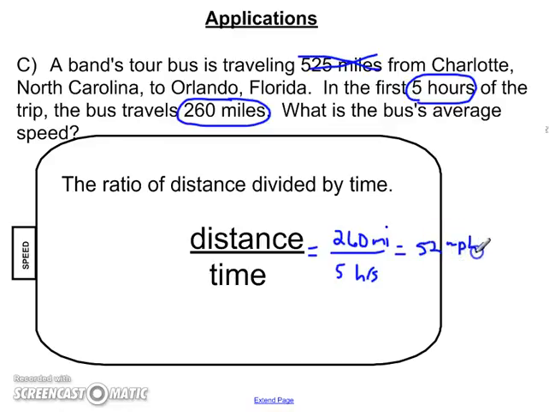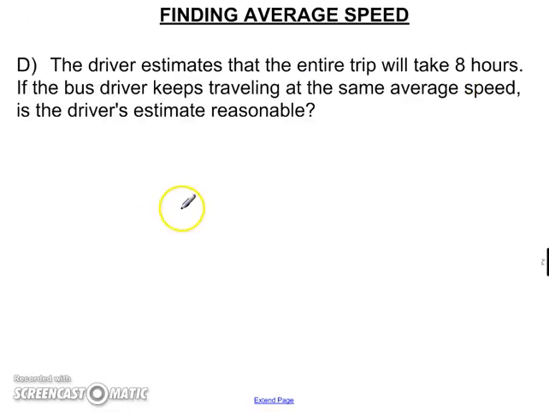And that is in miles per hour. I'll just go with the standard MPH label in that case, but we could do it as a fraction, miles per hour. Alright, so that is a use of speed, and then we're going to go do a little bit more work with speed. The driver estimates that the entire trip will take 8 hours. If the bus driver keeps traveling at the same average speed, is the driver's estimate reasonable?